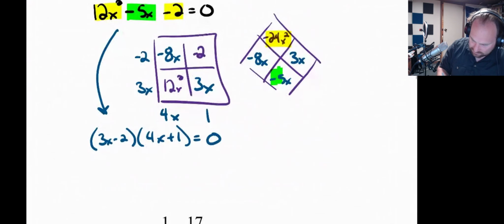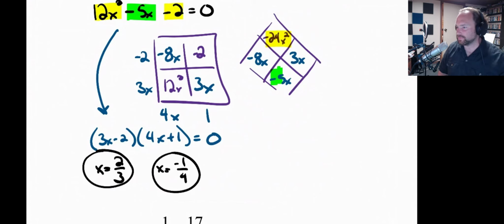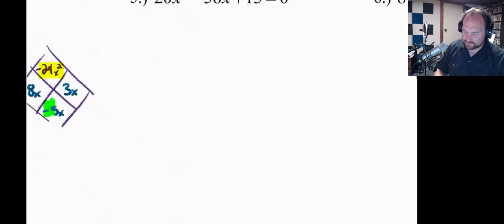Of course, this means that the answer is going to be x equals positive 2/3. Again, add the 2, divide by the 3. Or x is equal to negative 1/4. Subtract the 1, divide by the 4. Those are the two answers we're looking for there, 2/3 and negative 1/4. Let's go to number 5.